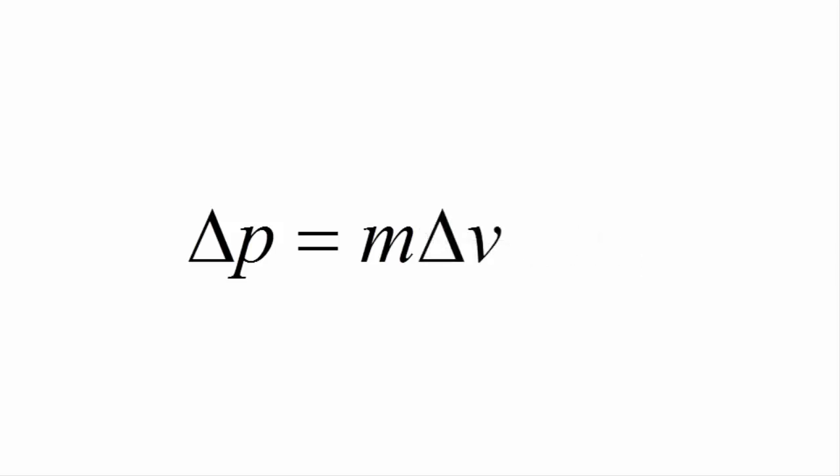the mass multiplied by the change in velocity. This change in momentum is called impulse. Impulse is given the symbol of the capital letter I and has the same unit as momentum.